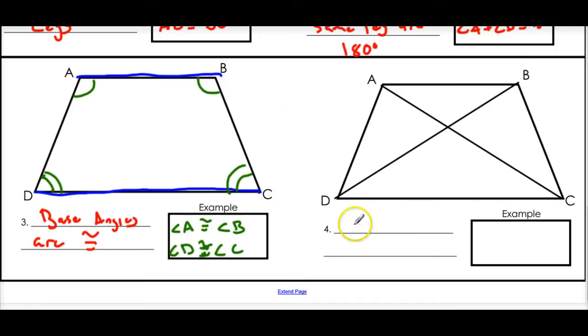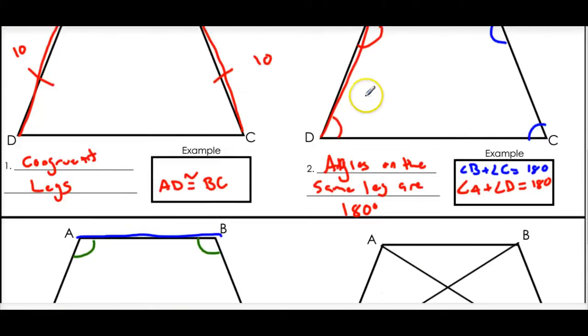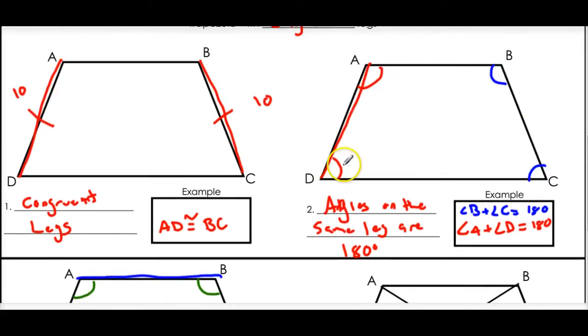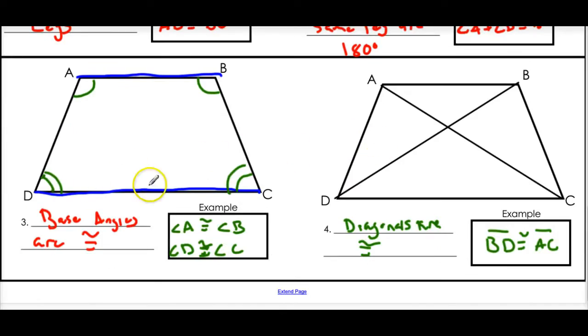So in this case, diagonals are congruent. So BD is congruent to AC. So those are your 4 facts about isosceles trapezoids. The legs are congruent. The angles on the same leg are supplementary. Base angles are congruent. And the diagonals are congruent.